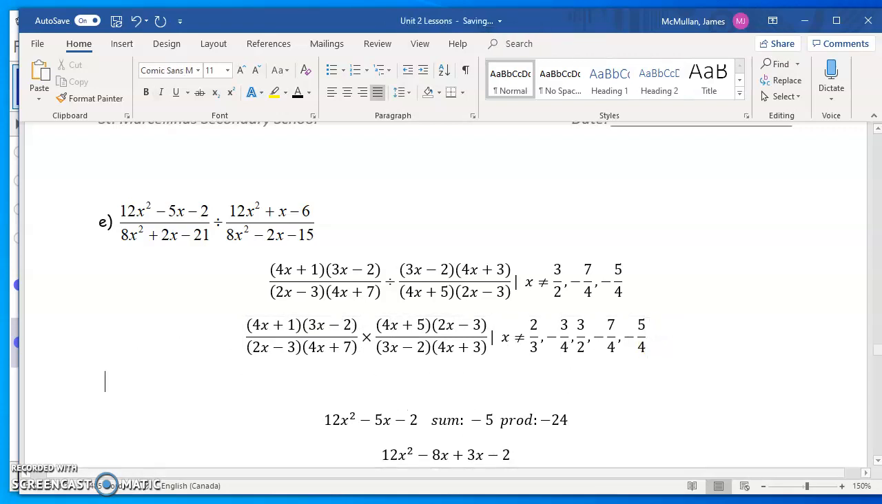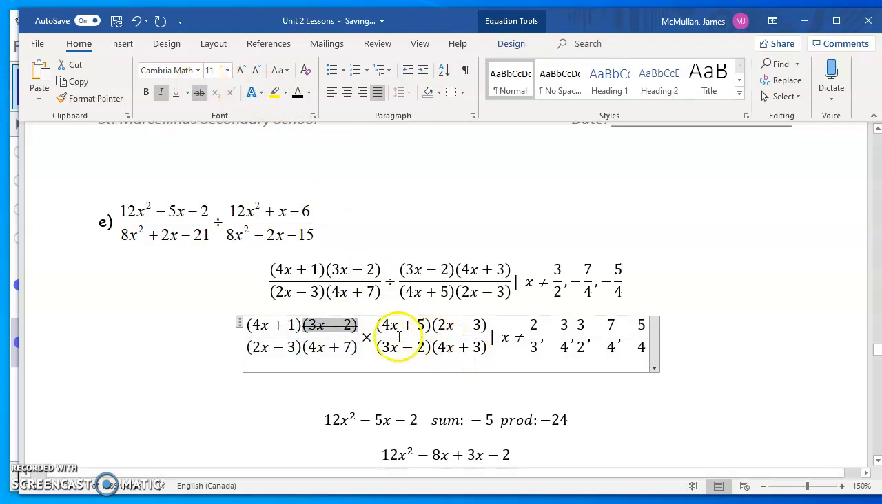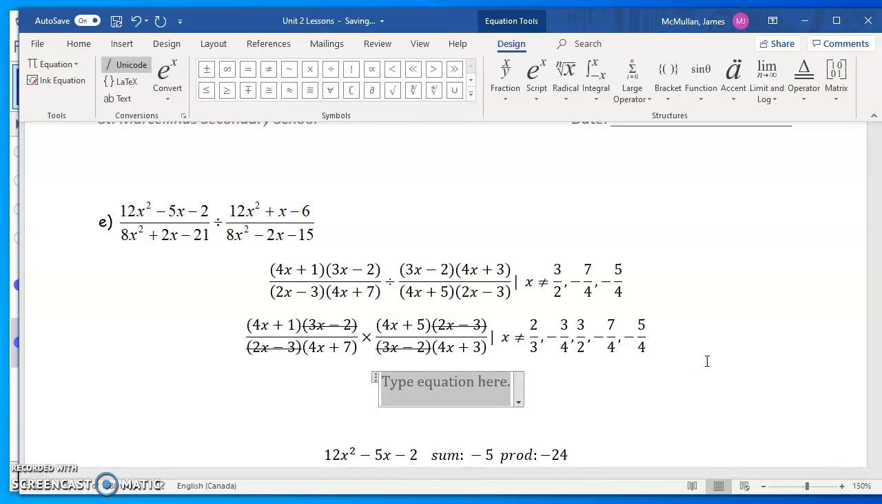Once I'm at this step, I can go ahead and start canceling things. So I noticed there is a 3x minus 2 here, which I will strike, and a 3x minus 2 here, which I will also strike. There's a 2x minus 3 here, which we can get rid of, and a 2x minus 3 here. And I believe that's all we can do. 4x plus 1, 4x plus 5, 4x plus 3, 4x plus 7, none of those cooperate. So we're just going to state 4x plus 1, 4x plus 5 over 4x plus 7, and 4x plus 3.